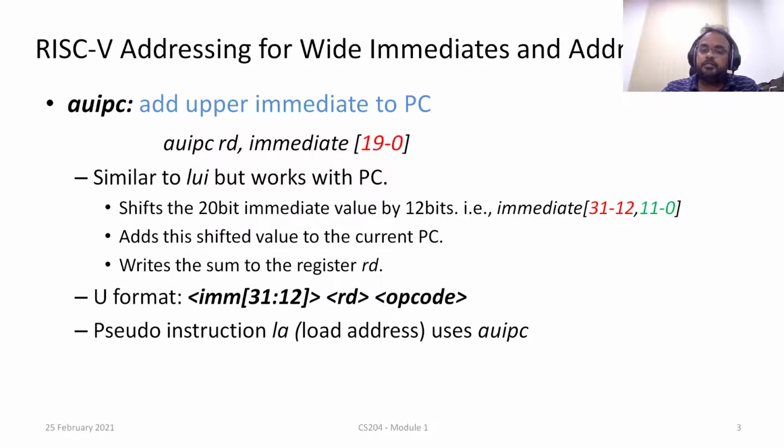AUIPC is primarily used by the pseudo instruction LA that you have already seen in your lab 1, right? You can play around with the different values and see how LI is split into multiple instructions. Page number 60 and 61 of the RISC-V summary book talk more about the AUIPC and LA instructions. So do go through that.